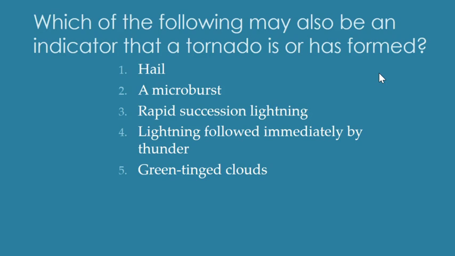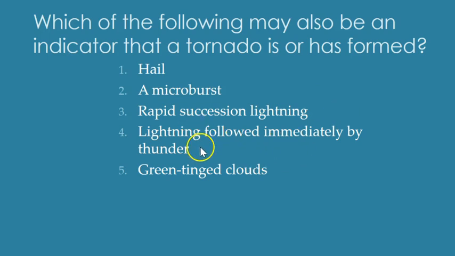You might be tempted at this point to say green-tinged clouds simply because that is something that we typically look for. It's like, ooh, the sky is green, that's tornadic. And oftentimes it is, but it has a lot to do with the hail, right? And so hail a lot of times will accompany a tornado. Microburst is just part of a thunderstorm. Rapid succession lightning is also part of a thunderstorm.